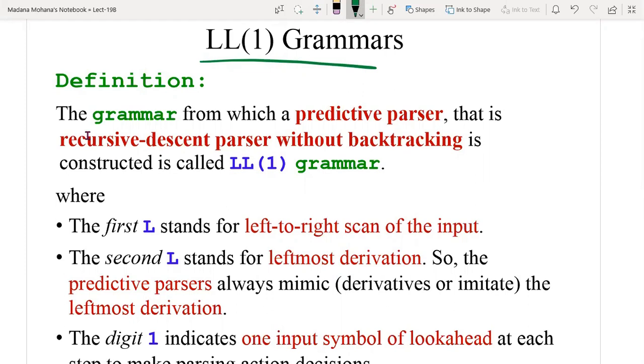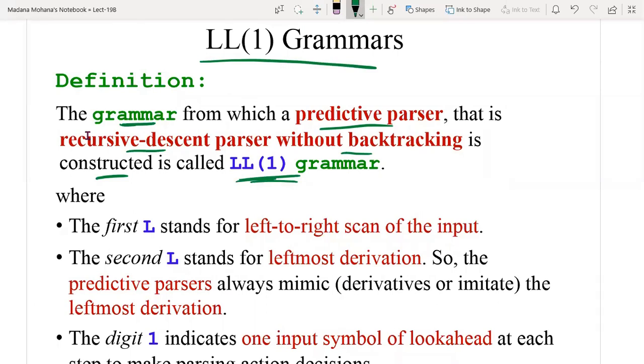Let us see here. The grammar from which a predictive parser, that is, a recursive descent parser without backtracking, is constructed is called an LL1 grammar. For any given grammar, there exists a predictive parser, that means a recursive descent parser without backtracking. That means the grammar does not contain left recursion, does not contain ambiguity, and should be left factored, without backtracking. By overcoming all this, a predictive parser is constructed. Then the grammar is said to be an LL1 grammar.